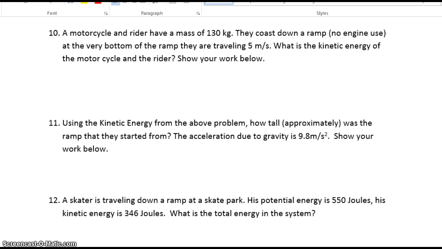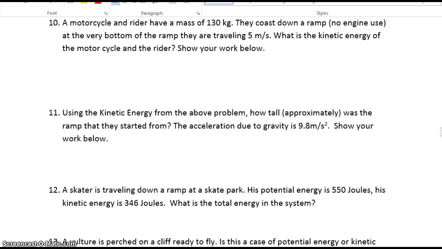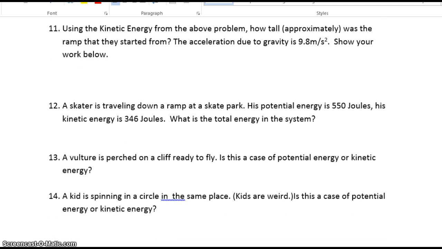Number 11 says, using the kinetic energy from the above problem, how tall approximately was the ramp that they started from? The acceleration due to gravity is 9.8 meters per second squared. So go ahead and show your work below. We calculated the kinetic energy in number 10, right? Well, we need to know what the potential energy is. The maximum amount of kinetic energy is the same as the maximum amount of potential energy. So we're going to use the kinetic energy from the top part to substitute for our potential energy.